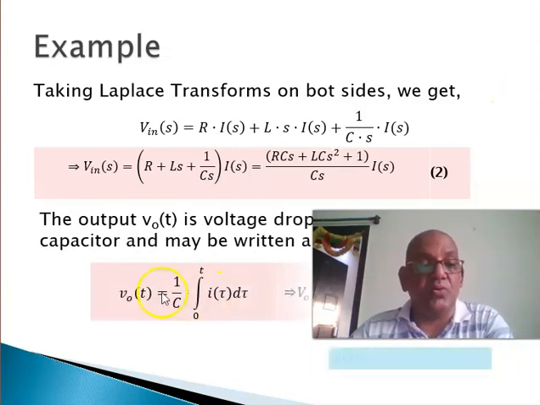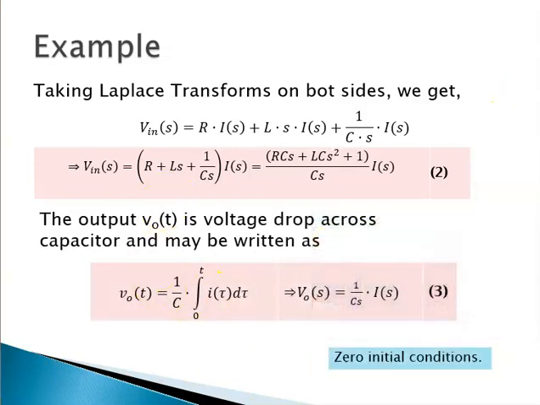Notice that the output VO of T is the drop across the capacitor, and it may be written as VO of T is 1 by C integral 0 to T I of tau, because we know capacitor accumulates charge as summation of current. So taking Laplace transforms, we have VO of S is 1 over Cs times I of S, again with zero initial conditions.